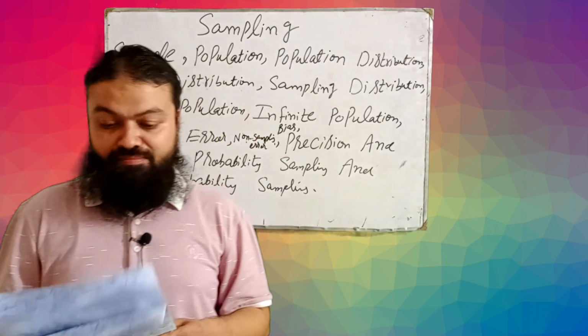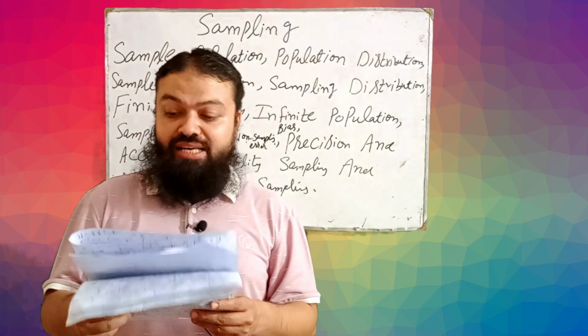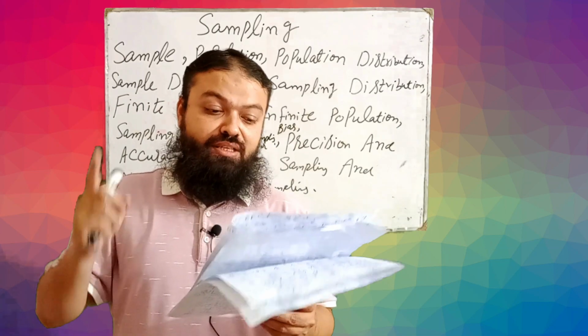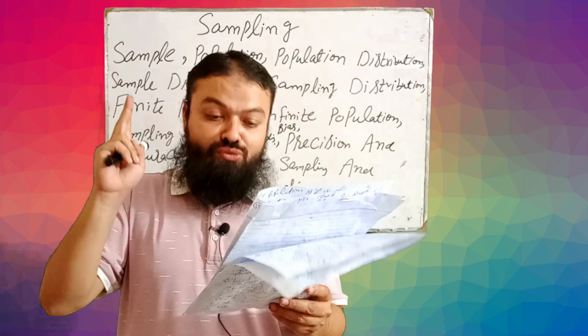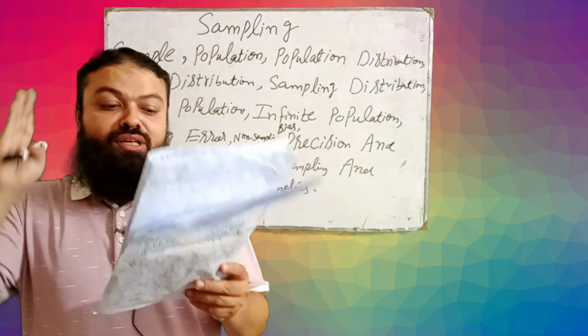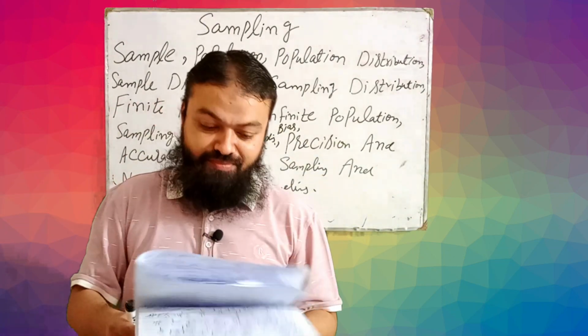Number 16, which of the following would usually require the smallest sample size because of its efficiency? Number 1, one stage cluster sampling, no. Number 2, two stage cluster sampling. Number 3, quota sampling. Number 4, simple random sampling. The fourth one is the correct one.